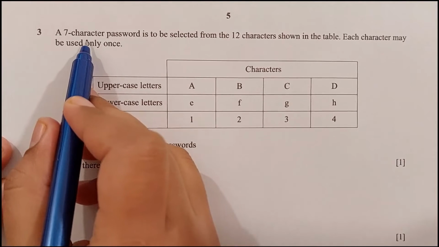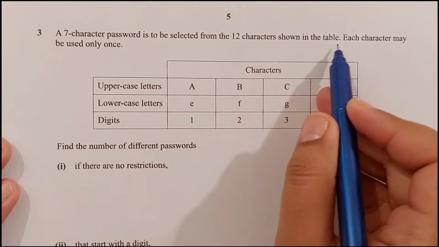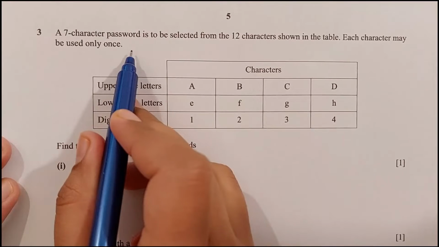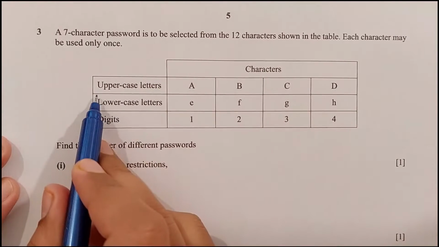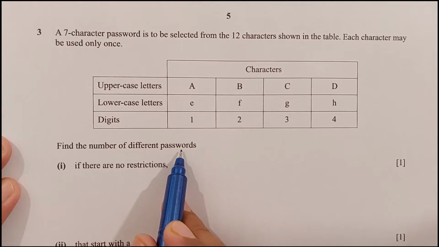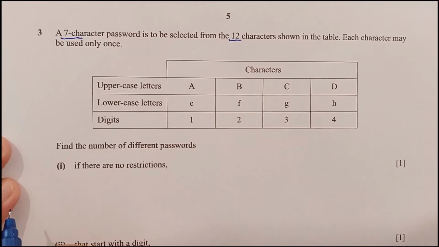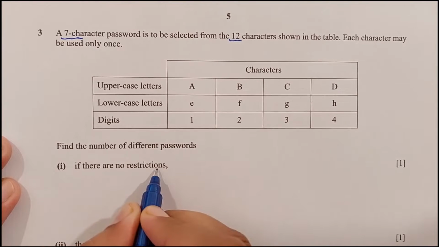Question number 3, a 7-character password is to be selected from the 12 characters shown in the table. Each character may be used only once. We have uppercase letters, lowercase letters, and digits. Find the number of different passwords. We have to make a 7-character password and the total characters are 12. Number 1, if there is no restriction.